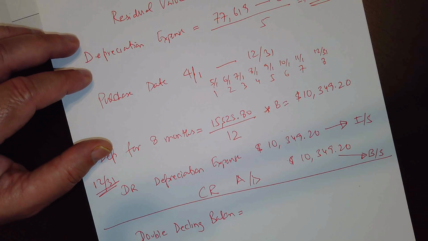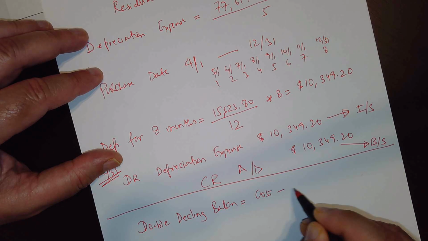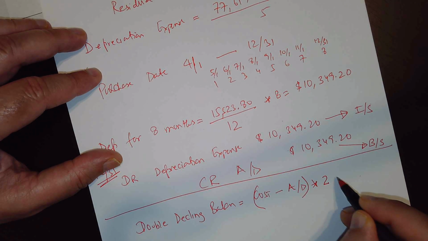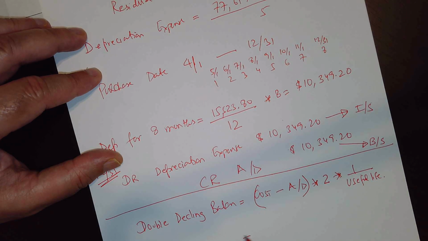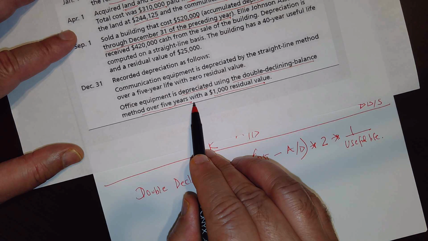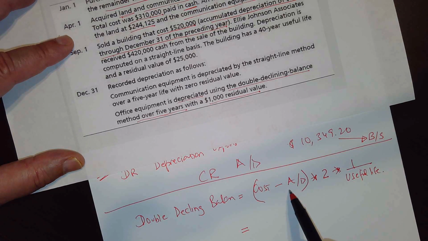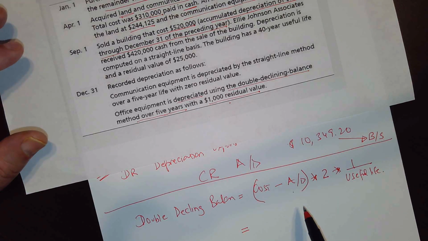So what we are going to do is find the double declining balance formula, which is cost minus accumulated depreciation, multiply by 2, multiply by 1 over useful life. Now, what is the office equipment they have given us? They said we're using the double declining balance method over 5 years with a $1,000 residual value. I said over there in the formula it is accumulated depreciation, not the residual value. We do not take residual value upfront in double declining balance.